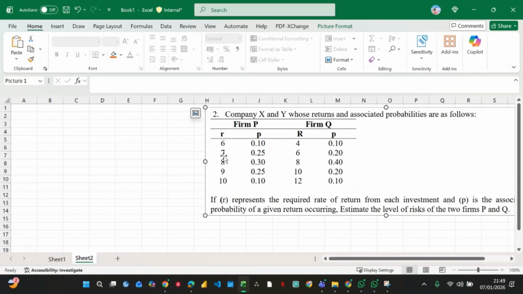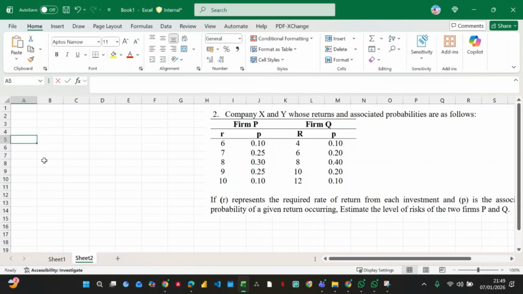So there's actually a formula for that. There's a formula that you can use to calculate expected return. Let's just look at firm P. The formula for expected return is: expected return equals sigma, you know, that sigma sign, the summation sign.